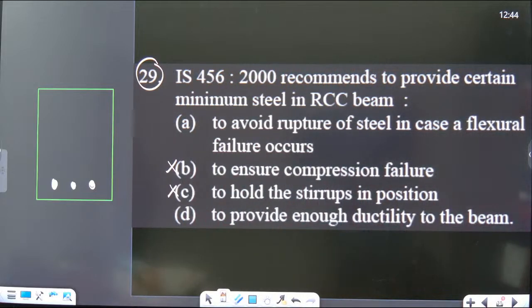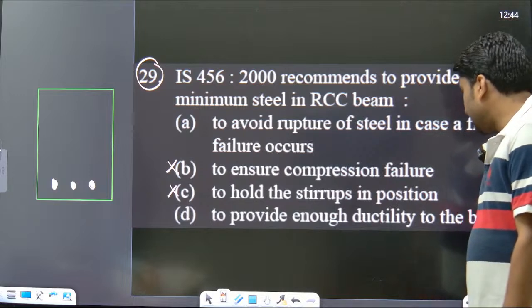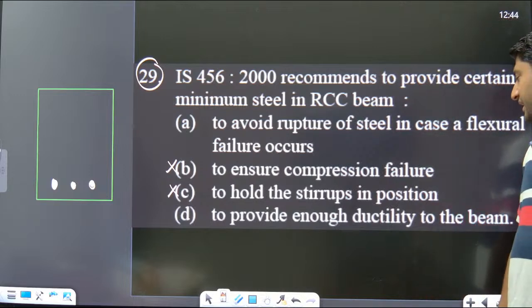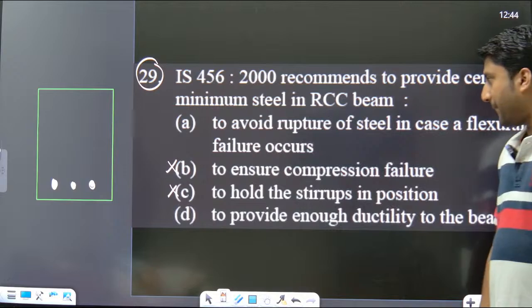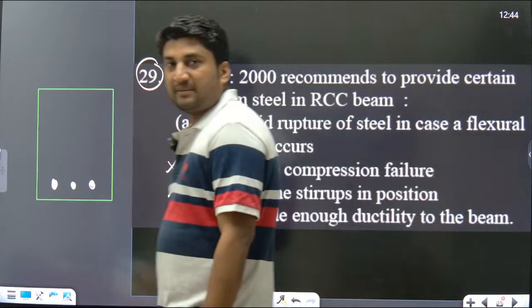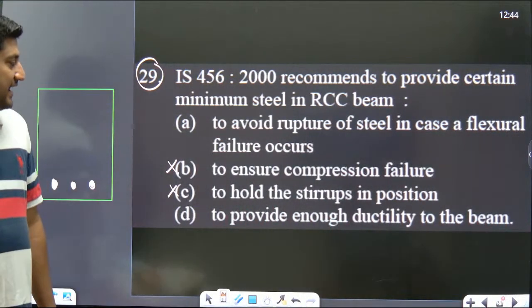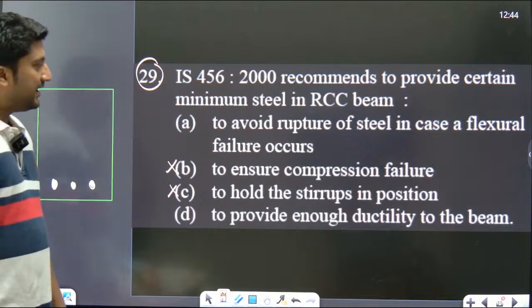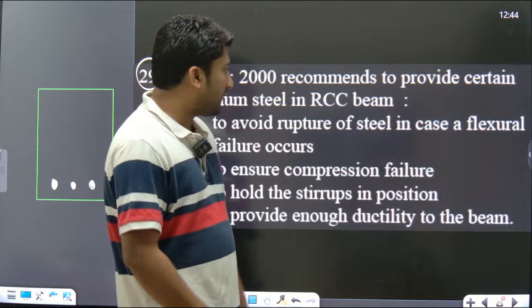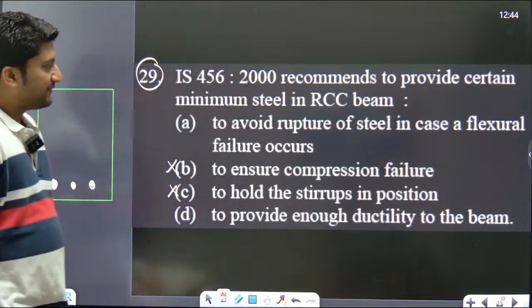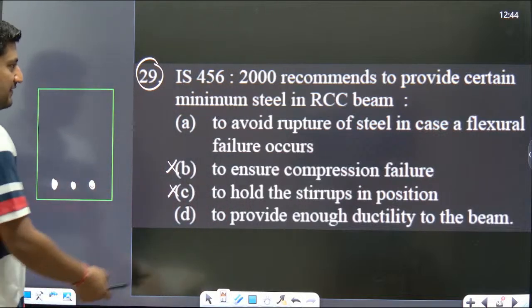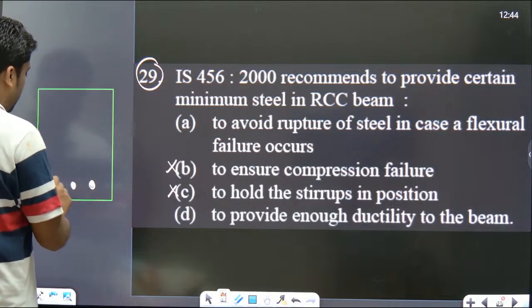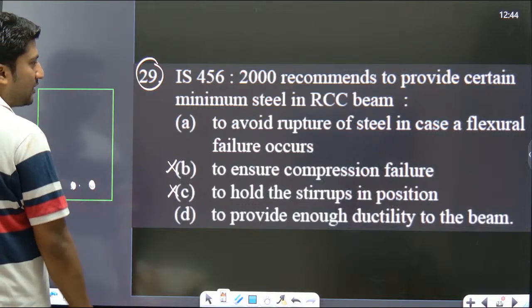Now you can see, to avoid rupture of steel in case of flexure failure, or to provide enough ductility to the beam. Both the statements seem to be right. Whenever there is a flexure failure, there is minimum reinforcement which will avoid rupture of the steel.